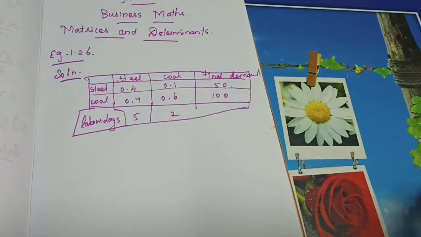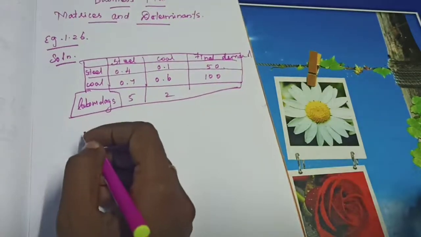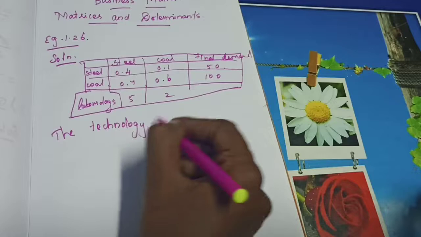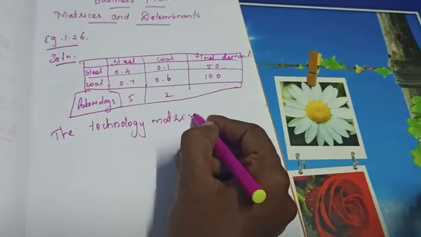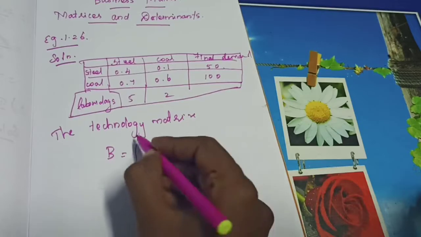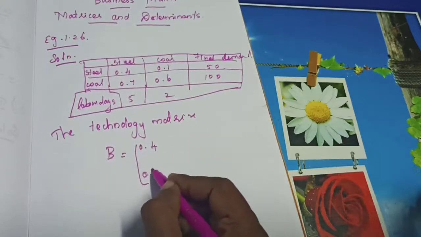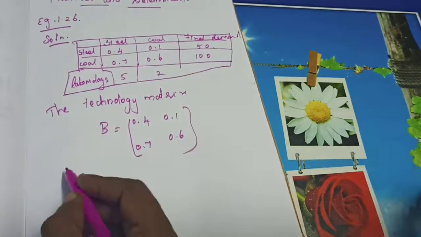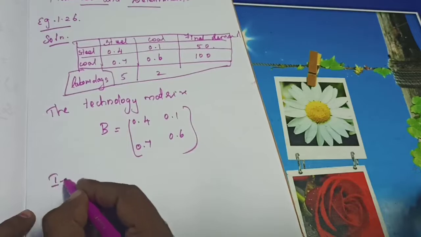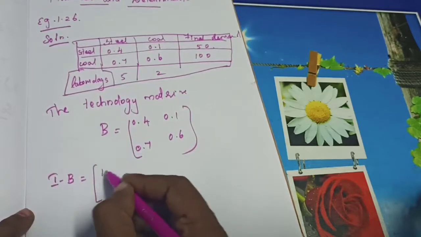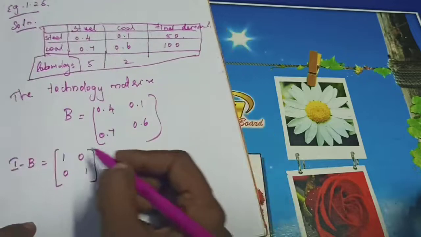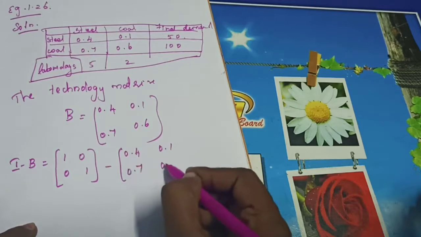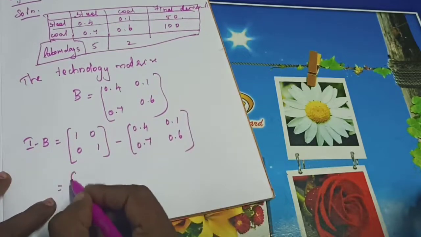Now you got the technology matrix. So what is the technology matrix? The technology matrix B is equal to, what's the technology matrix? 0.4, 0.7, 0.1, 0.6. Now what will you do first? We will find I minus B. What is I value? 1001 minus, what's the B value? 0.4, 0.1, 0.7, 0.6.